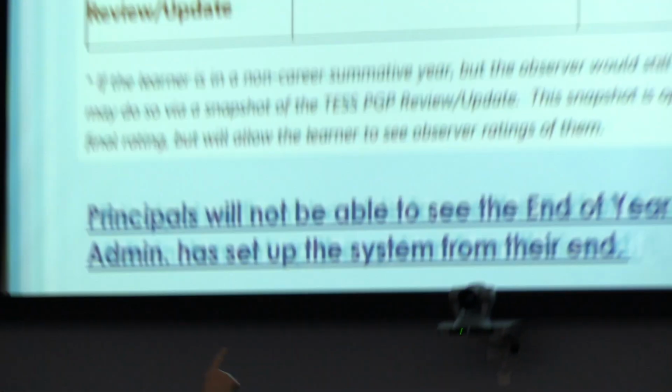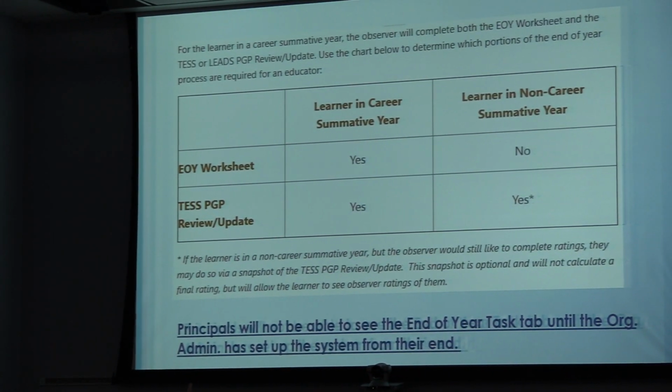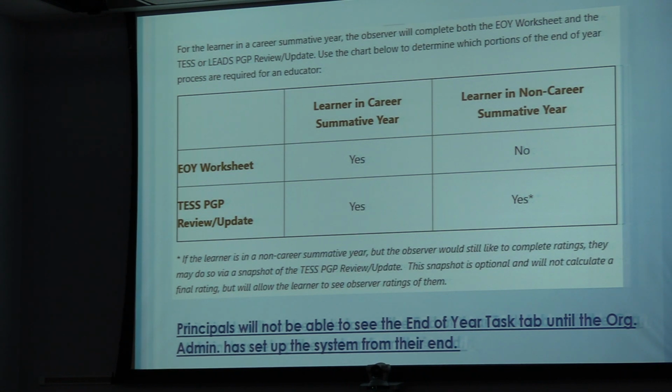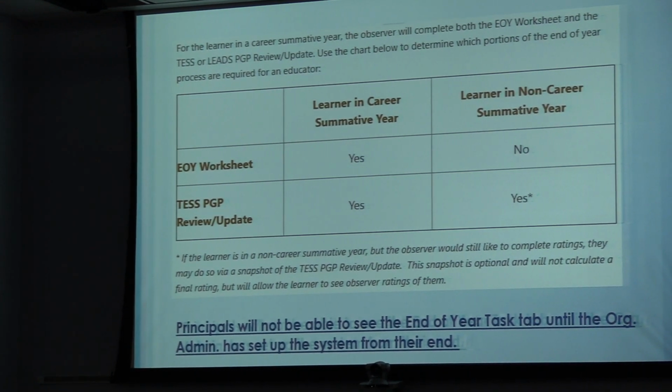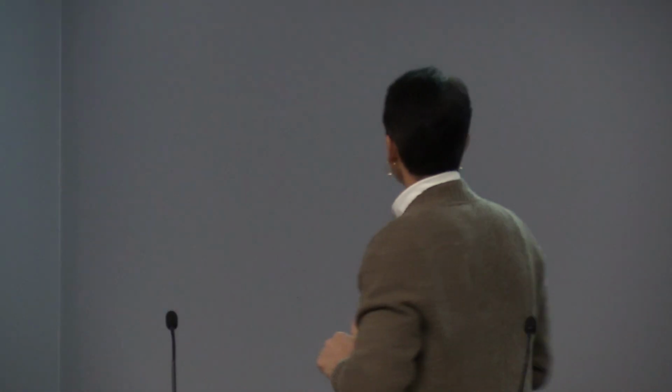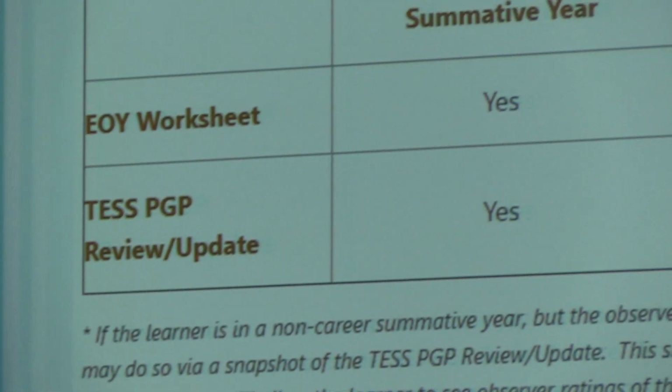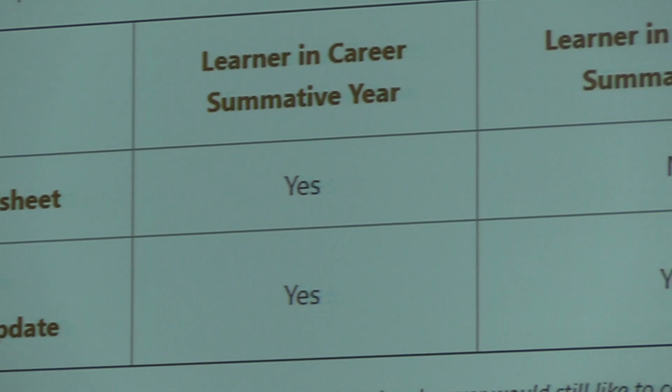So this is our work as principals. Career summative, that center box, we have to do both the worksheet and the test PGP review. That's different than what we did last year or the year before. Where do we find the worksheet? We find the worksheet in that new button that I'm trying to get to appear on your dashboard up there by the activities. It says end of year tasks. So the end of year worksheet will appear at the end of year task button. On your handout, you might want to write, where do I find the worksheet? I find the worksheet at the end of year task button.